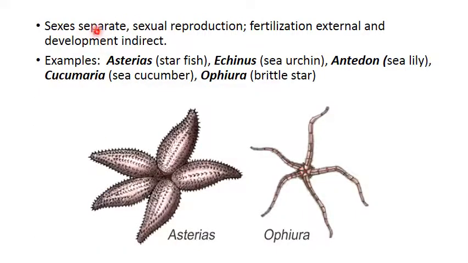Sexes you will find will be separate. Sexual reproduction is there only. Fertilization is external and development is indirect. Examples: Asterias, that is the starfish; Echinus, the sea urchin; Antedon, the sea lily; Cucumaria, the sea cucumber, with a body like a cucumber; and Ophiura, that is the brittle star. So this is Asterias, the starfish, and this is the brittle star.